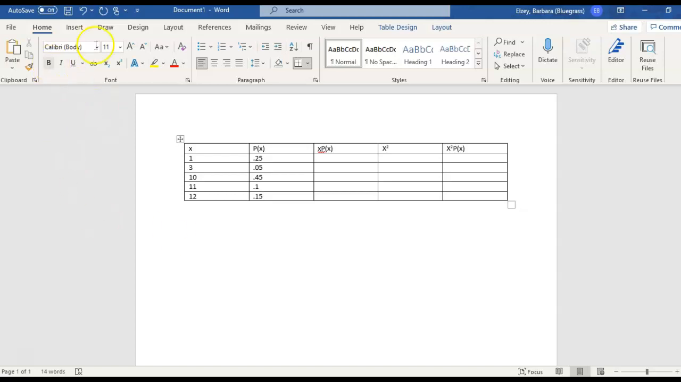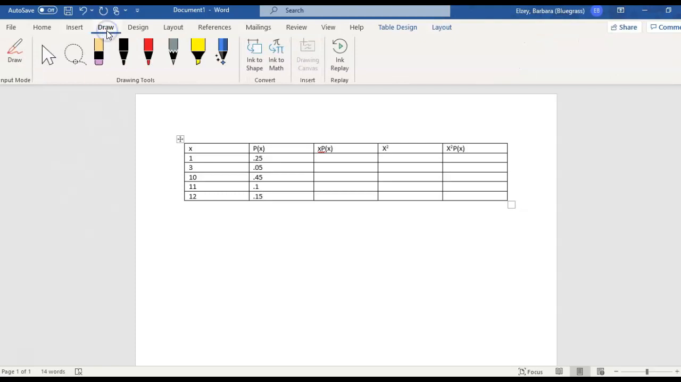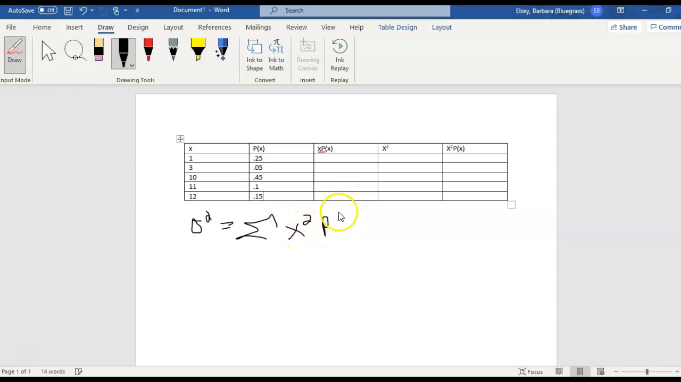Okay, so with that, I'm going to write out our formula for the variance for a discrete probability distribution. And remember that it was the sum of x squared p(x), minus the mean squared.